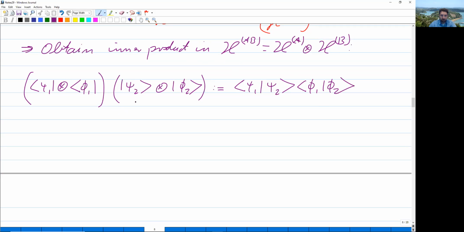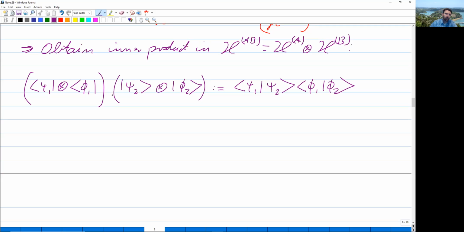Again, it's very important that this is an inherited structure, and it's not necessarily obvious that if you make the composite Hilbert space inherit an inner product in this way, it is indeed an inner product, that it obeys all the axioms. You're very much invited to just check that. Does it obey the inner product axioms?